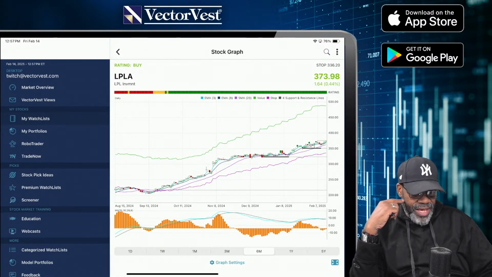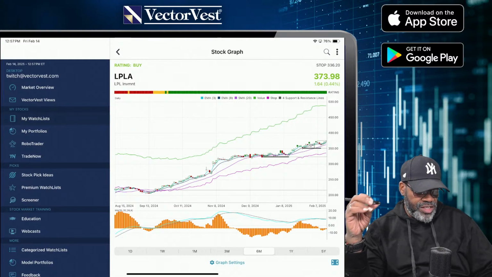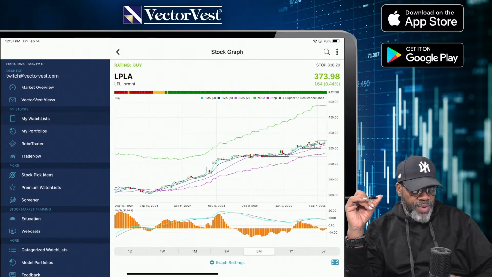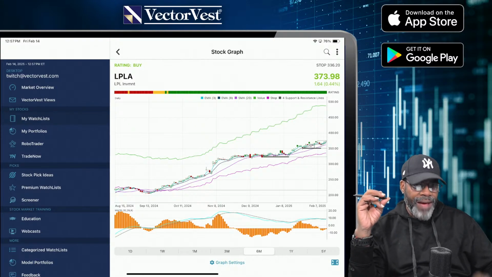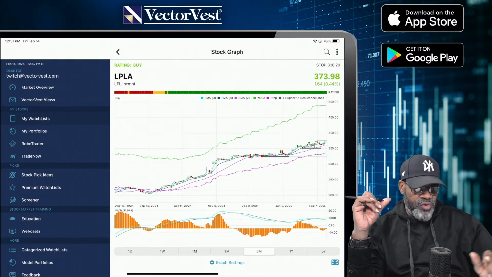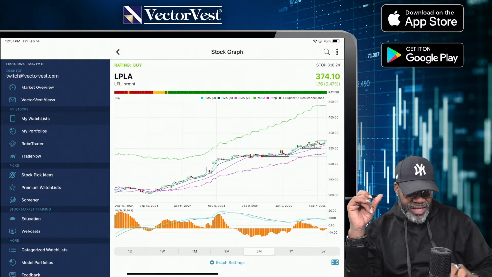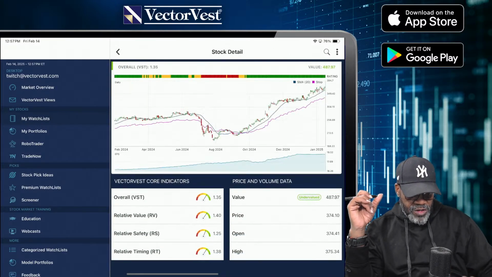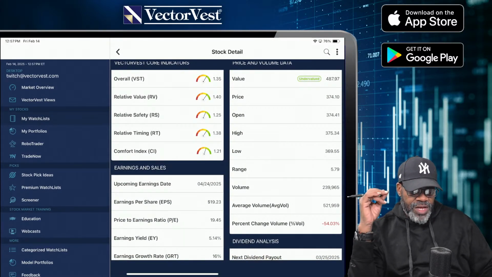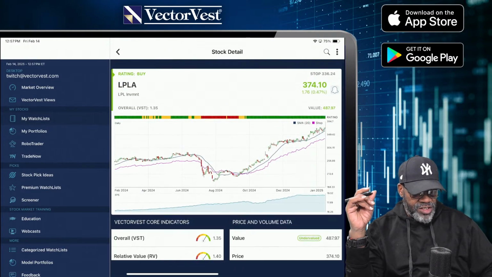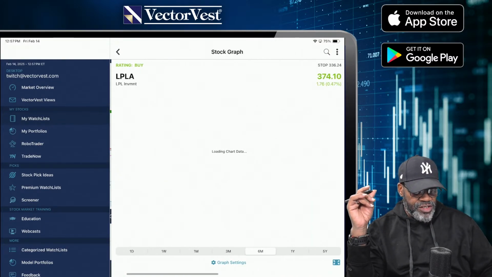Next one, LPLA. Couple of things that stand out to me right away. One, bottom left, top right. Two, undervalued, which is that green line at the top. Three, value is rising. Long term, I like that stock. Relative value, relative safety, both above 1. Fundamentally sound. Technically, short term and longer term, RT and CI, I like the stock all the way around. I like the rising earnings.